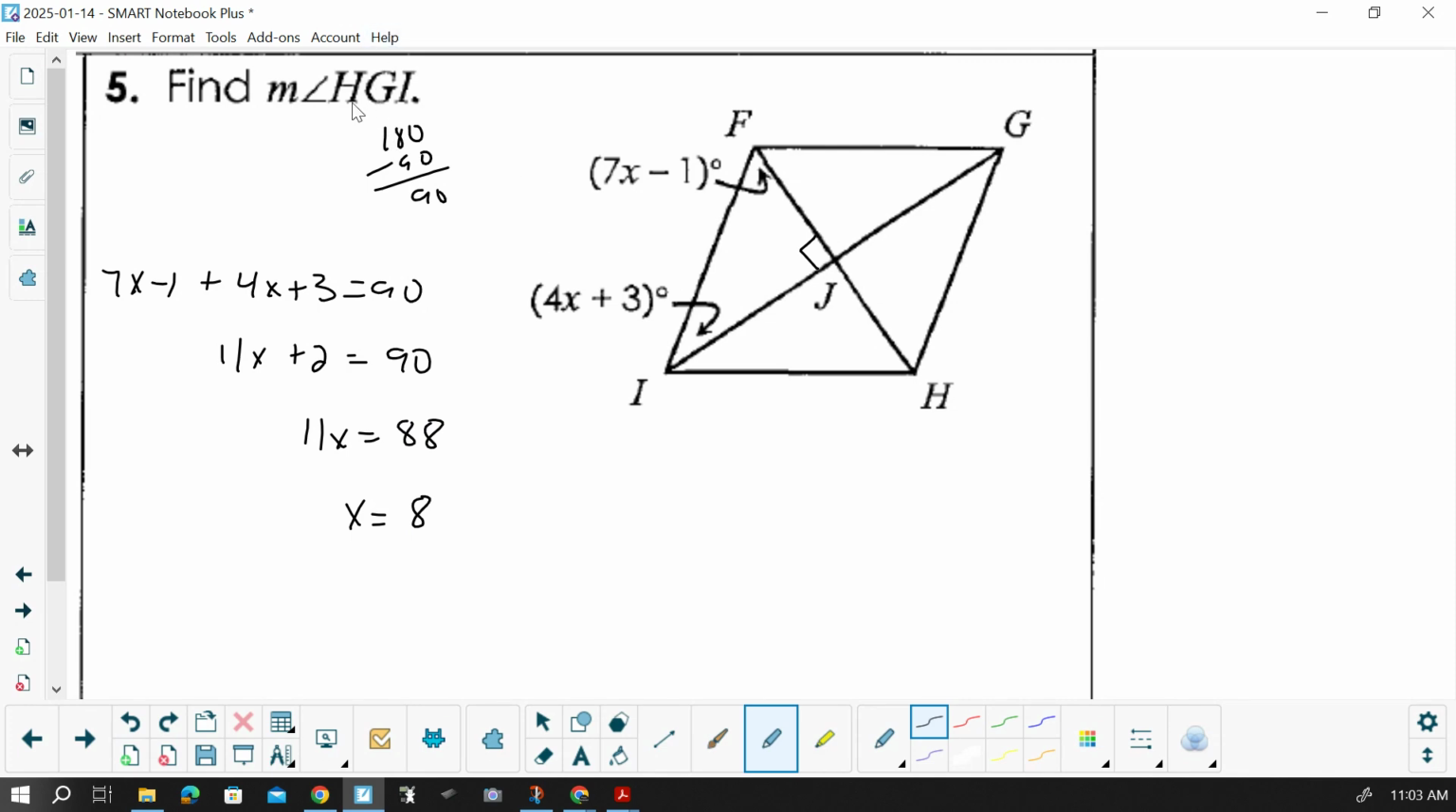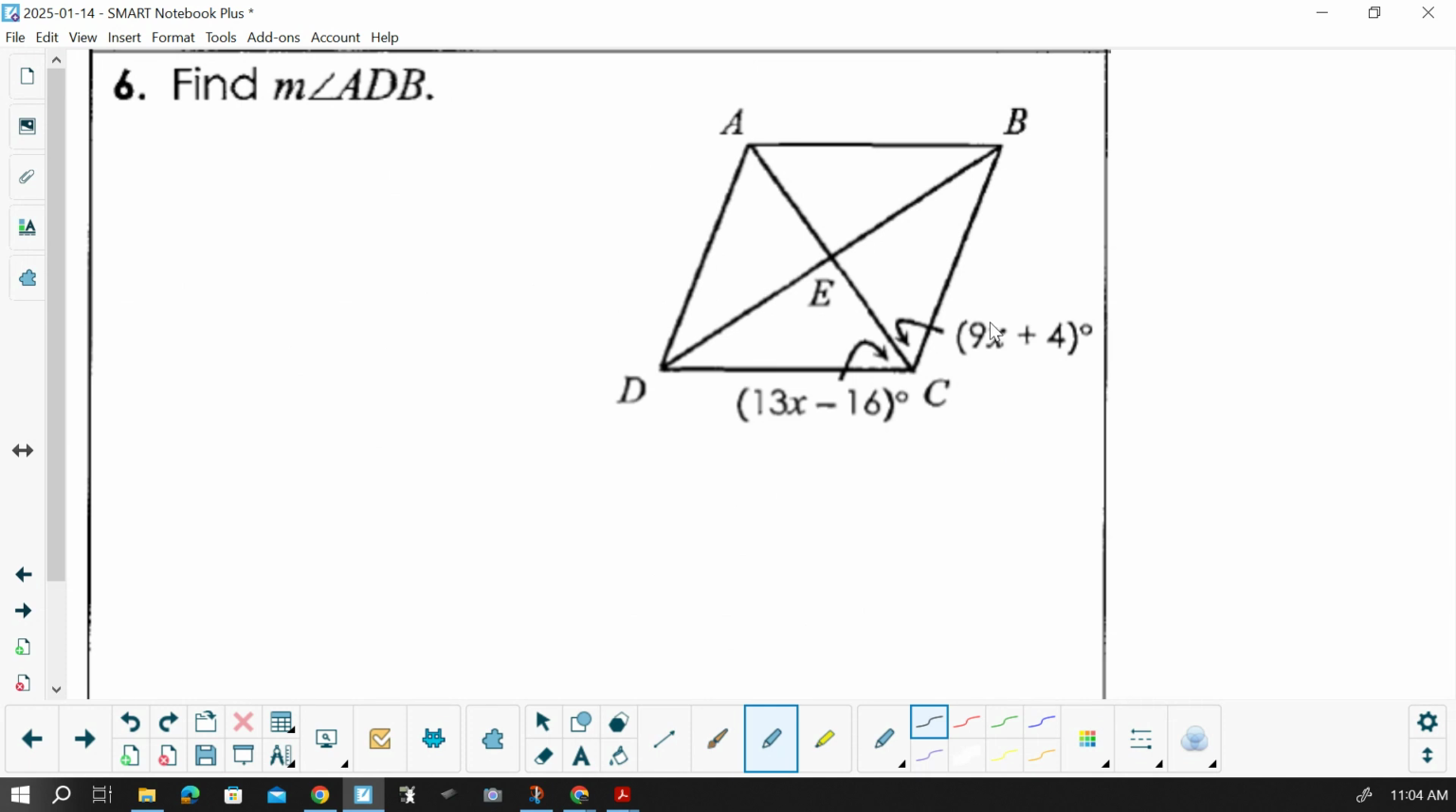The question just says HGI. Let's see, HGI is this one. HGI is the same as this one right here, right? This one, this one, this one, and this one are all the same. So I'm going to plug it into that to find my answer. 4 times x, which is 8, plus 3. 4 times 8 is 32, plus 3 is 35, giving me the answer to the original question.